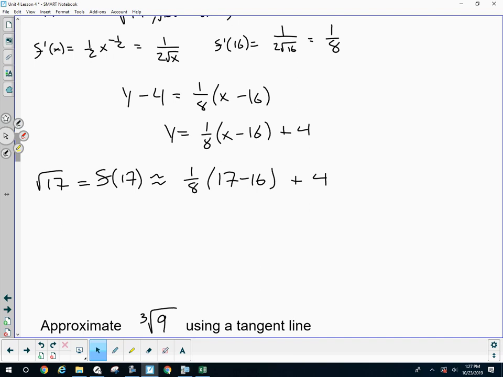Okay, now do a little bit of arithmetic. Tell me what the approximation for the root of 17 is. Plus 4. You need to be able to do some arithmetic with fractions. 4 over 1, multiply the top and bottom by 8, you get 32 eighths. 32 eighths plus 4, 33 eighths.